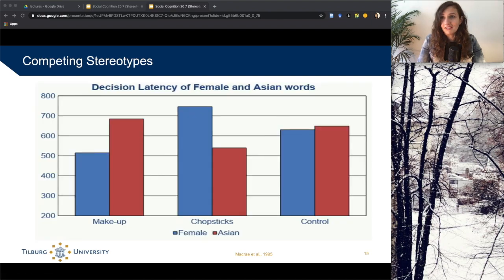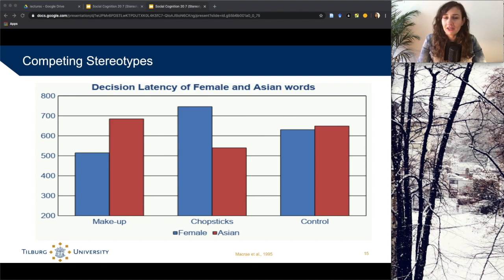And this is what the data looks like for the study. So what do we have here? We have the decision latency or response time for words that were stereotypically associated with being female or being Asian. The female words are colored here in blue. The Asian words are colored here in red. And we have the 3 conditions that I originally talked about: the condition where the person was shown to put on makeup, the condition where the person was shown to eat with chopsticks, and the control condition.